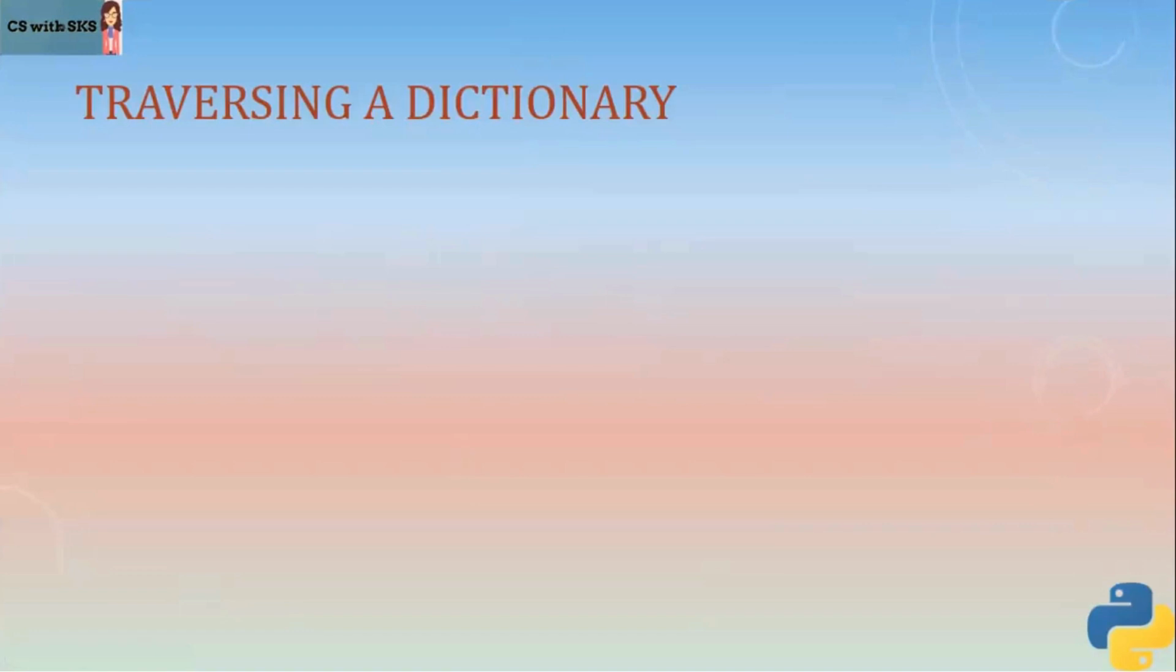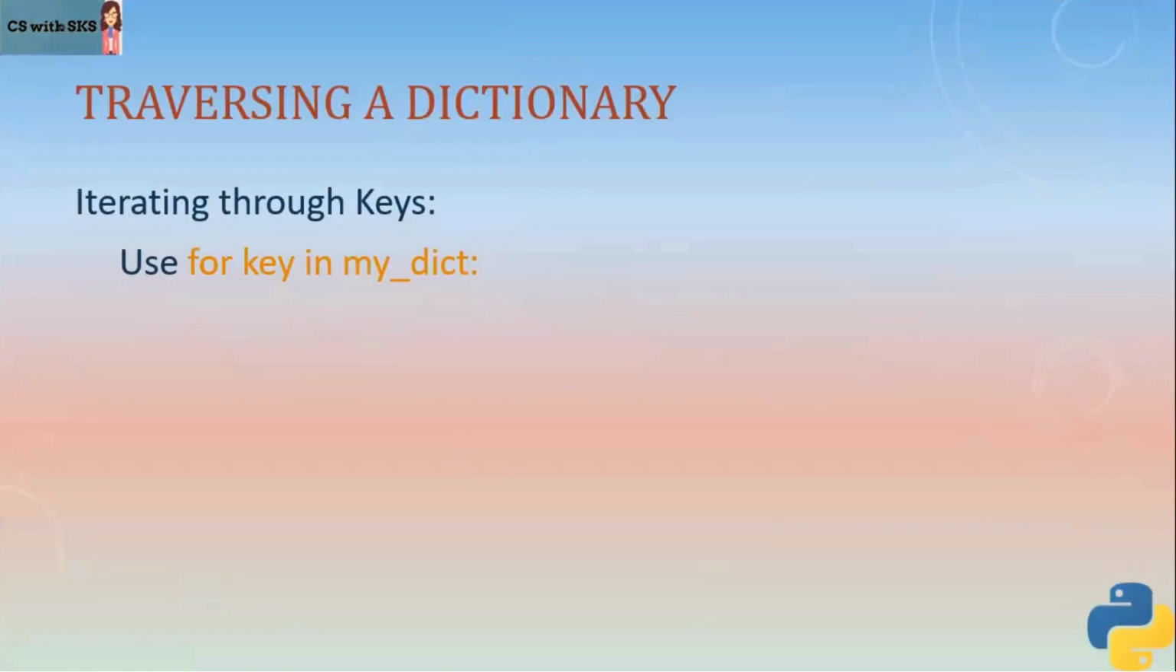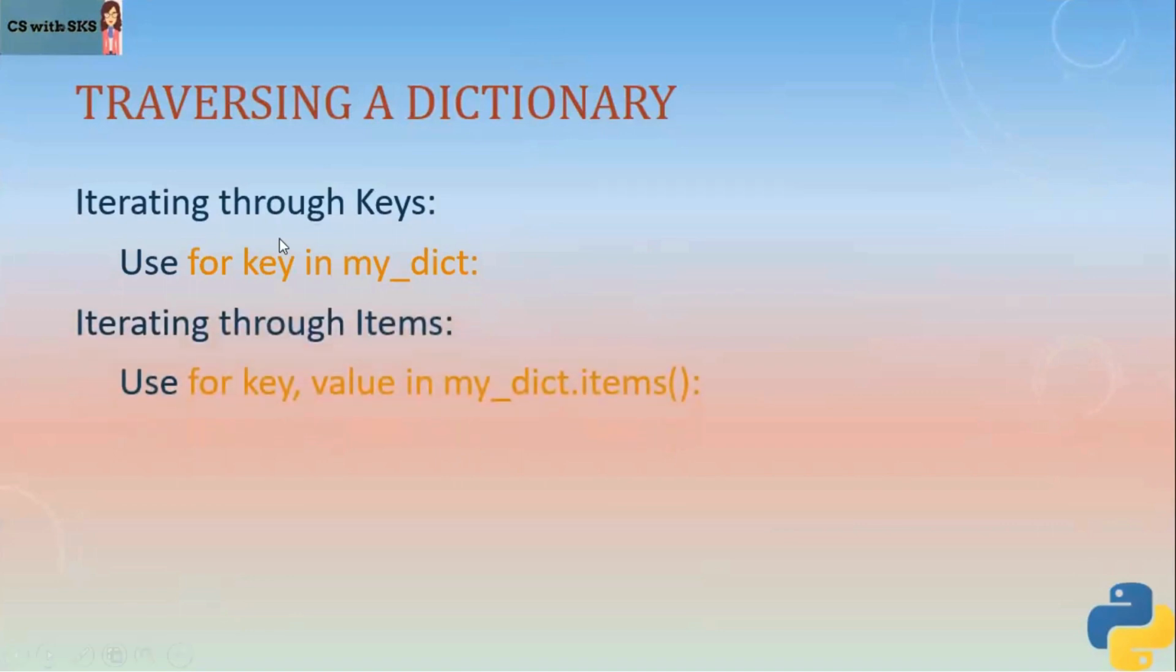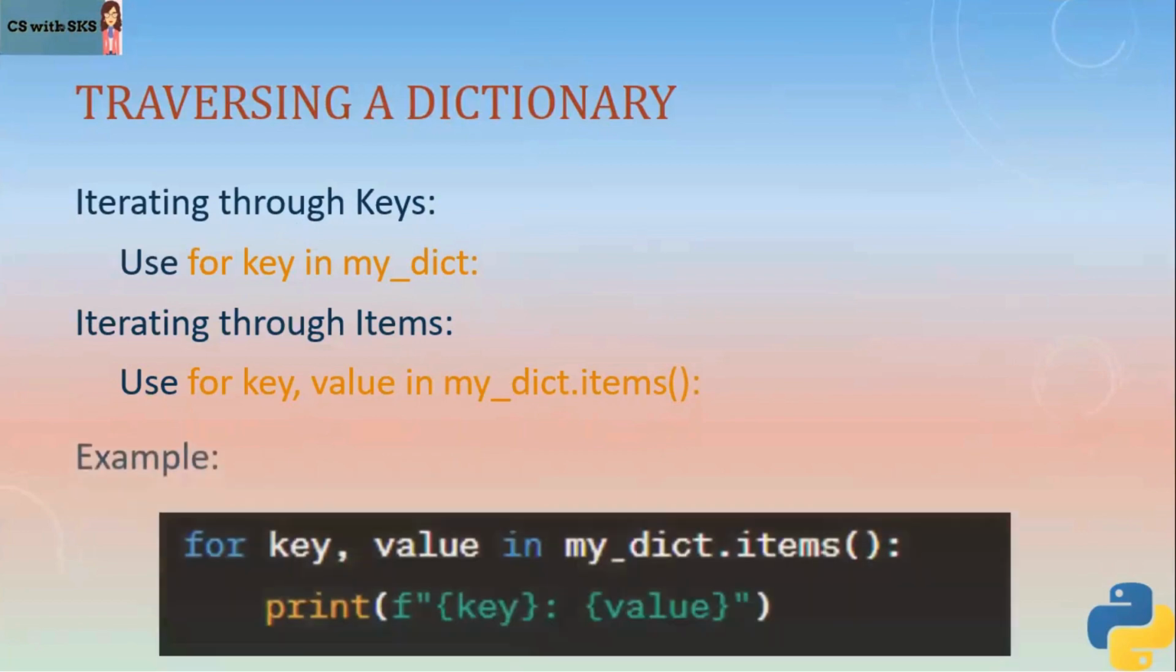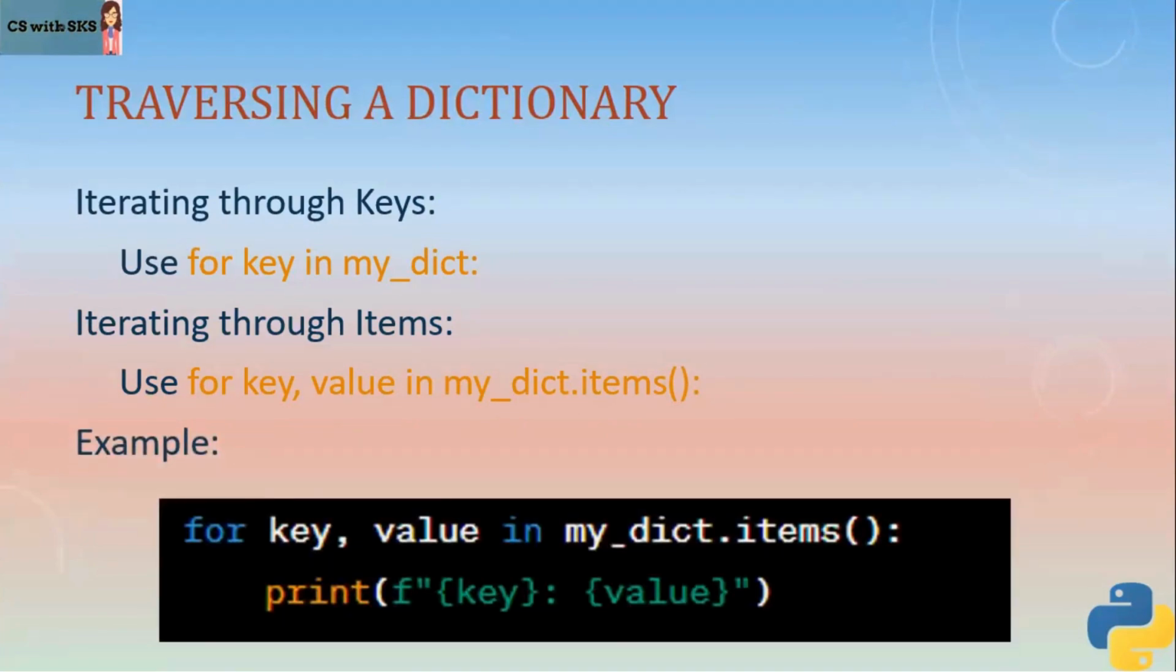Now, how do we traverse a dictionary? There are multiple methods, but I'll show you. You can iterate using keys, right? You can use a for loop like for key, any counter variable, in dictionary name, and then you can access the individual elements using the key. Also, there is a method called items. We can use that as well. We will understand these two methods on the Python shell in some time, right? So let's go to the Python shell.